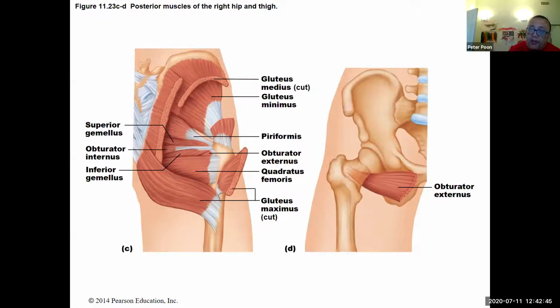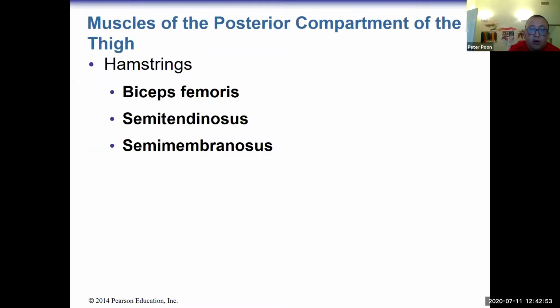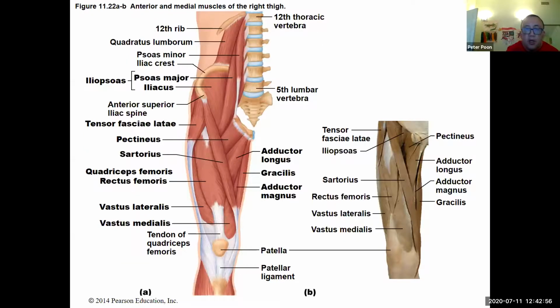The adductors have to be on the other side of the joint, so they have to be on the medial side of the joint and underneath the hip. And you'll see those right here. Adductor longus, underneath that adductor magnus, pectineus, gracilis, and the adductor brevis, which you can't see, is deeper than that.